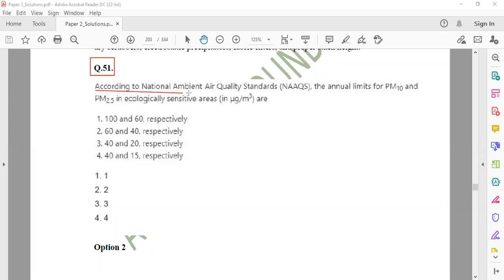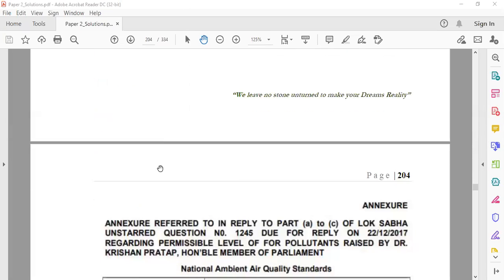It says that according to National Ambient Air Quality Standard, which is NET-JRF, the annual limit for PM10, which is coarse particulate matter, and PM2.5, and you have to see this thing which they have mentioned in these brackets, ecologically sensitive areas. So they could ask you in the residential areas, they could ask you in the industrial areas, they could ask you in ecologically sensitive areas. So let's see some of the briefings of the topic before we enter into these limits, because there is one table which you have to remember.